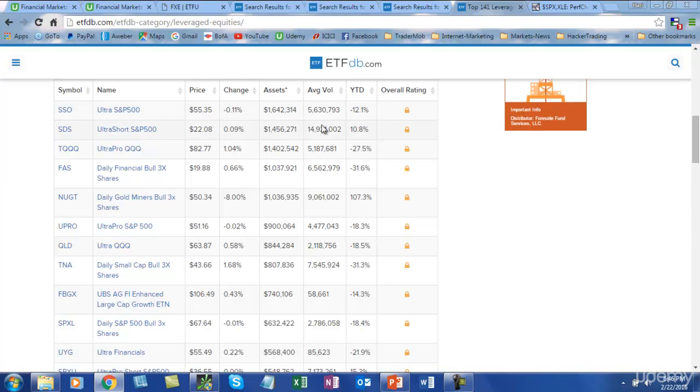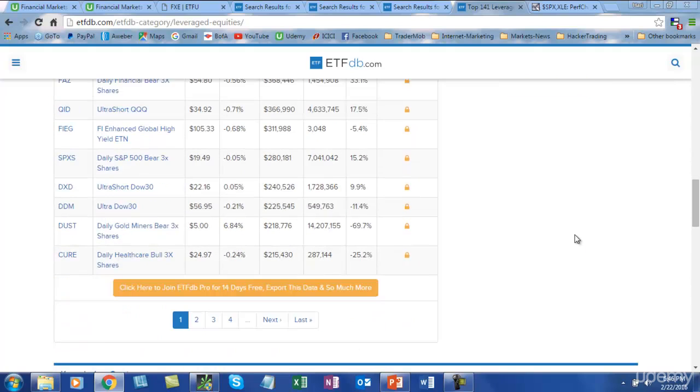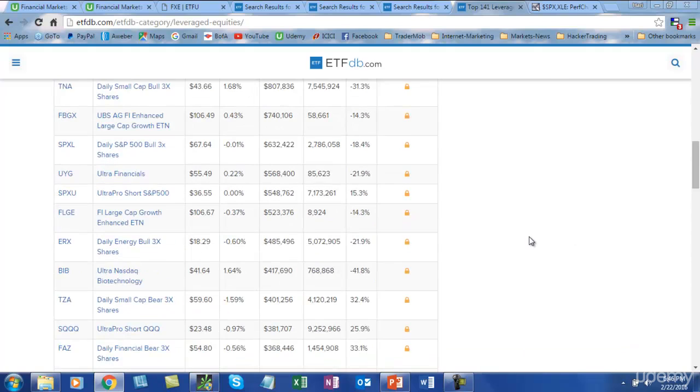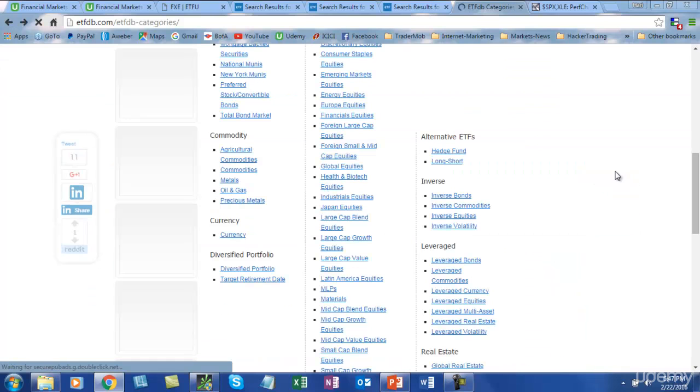The volumes are pretty big. Average volume is about 5.6 million a day. Assets are $1.6 billion, so these are not small instruments at all. FAS, you can see, trades about 7 million a day. This is NUGT, the daily gold miners bull 3x, so it's a leveraged ETF. All these are leveraged ETFs, and you can see that all these have a lot of volume. Almost all of the others are in the millions on a daily basis. Leveraged ETFs can give you a quick bump in return if you get the move in your direction. Most people use them for the shorter term.